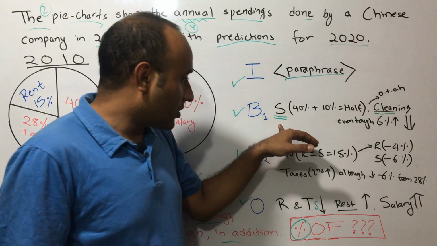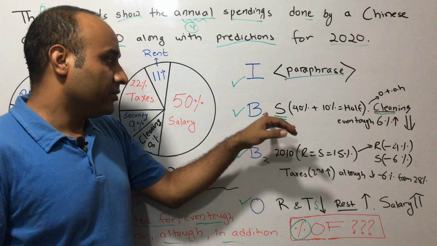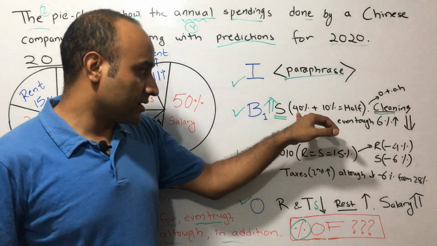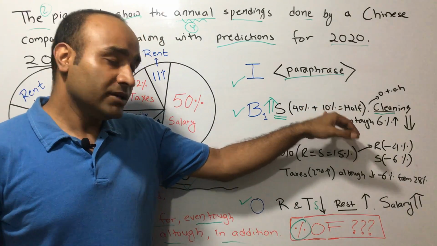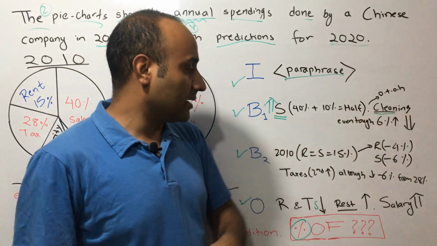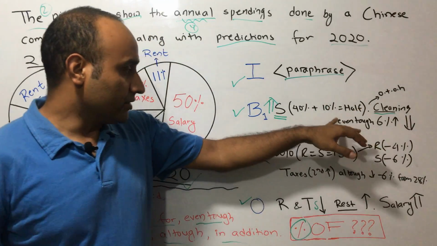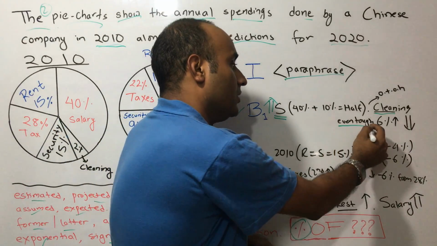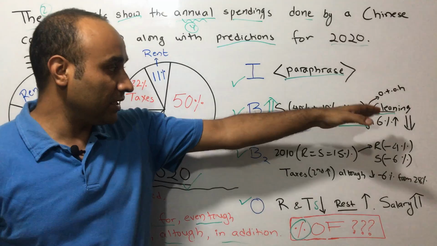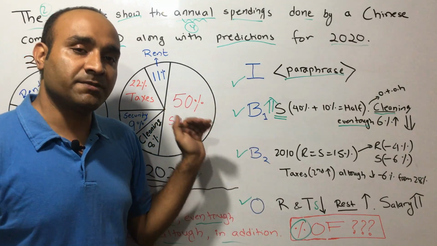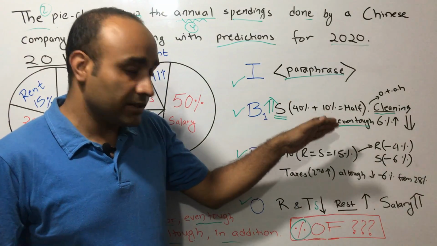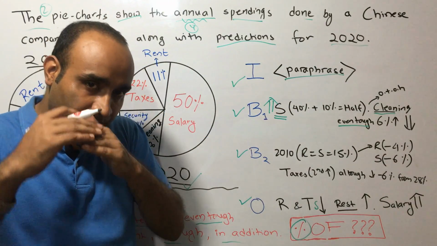So we are going to talk about salary. We are going to say it is the highest. In both the years, it started at 40 and then increased by 10 to become half of the total expenditure. In the other part of the sentence, I'm going to talk about cleaning. I'm going to use a joiner, even though. So even though an increment of 6% was seen on cleaning, it still is expected to remain the lowest overhead, which means it is still expected that it will remain at the bottom.